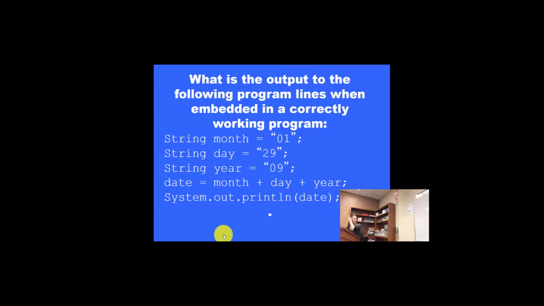All right, so we got a program here. And so what would print out? What would print out would be the month, date, and year. So what would it look like? It would look like 0, 1 space 29 space 09. Or plus. It would be plus in between these things.